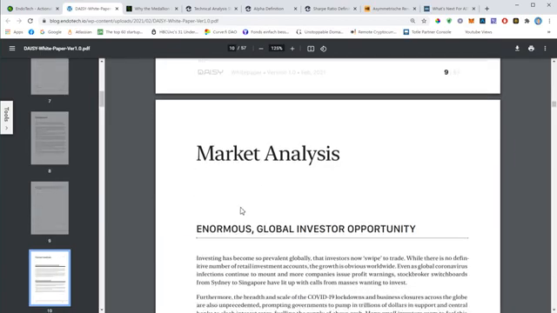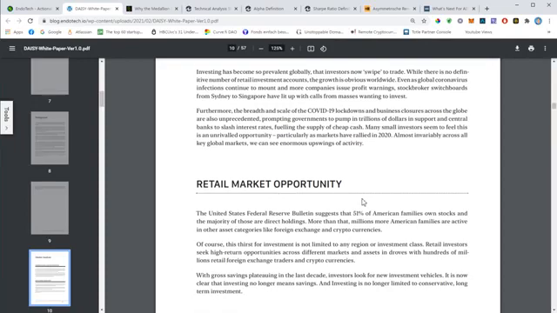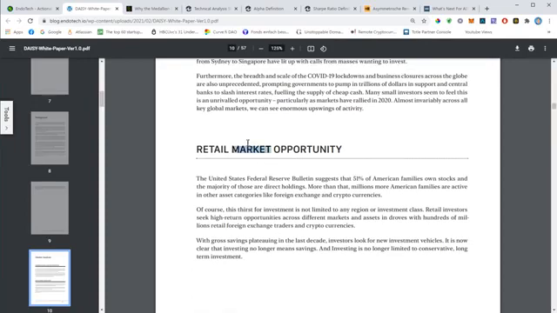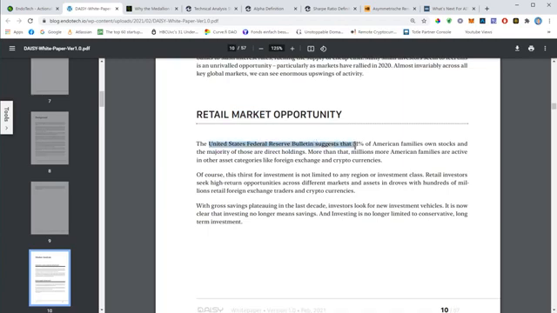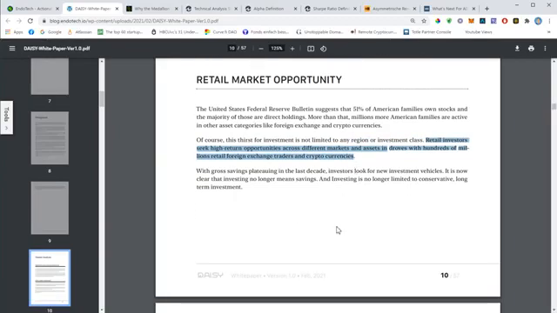Okay, the market analysis. Talking about the retail market, the United States Federal Reserve Bulletin suggests that 51% of American families own stocks, and the majority of those are direct holdings. This is why Robinhood is so popular right now. The new generation, they no longer invest in savings accounts. They want to trade. They want higher returns, and that's why Robinhood, for instance, is so popular, right? And retail investors seek high return opportunities across different markets and assets. And this is what Daisy would like to address.